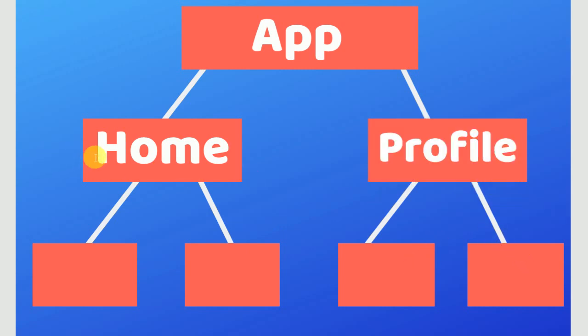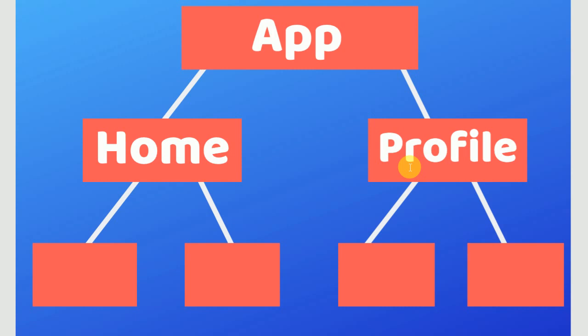Let's assume that home fetches some data online and uses it. Now, profile also wants that same data. So now what profile can do is fetch the data online again and use it, but here we are duplicating the code. Instead, there should be some way to share data from home to profile. So what we can do is pass that data. In order to share data from home to profile, we can pass the data to app, and again from app we can pass the data to profile.